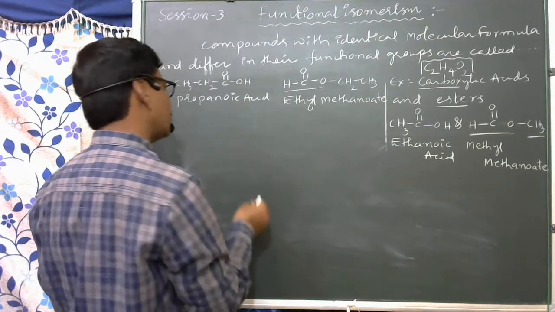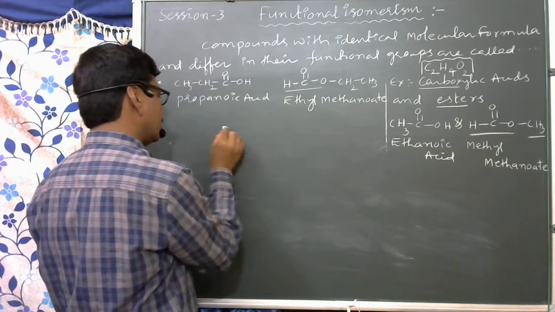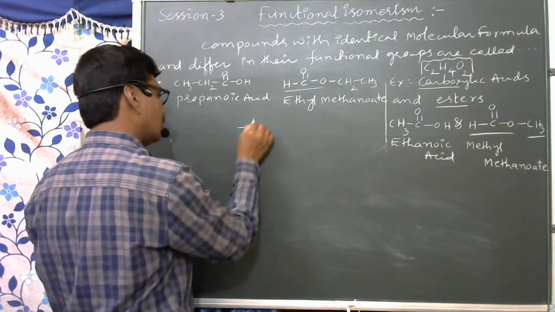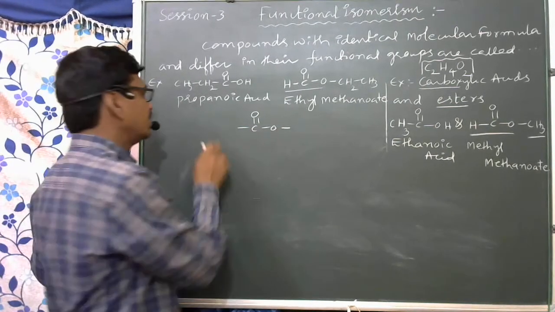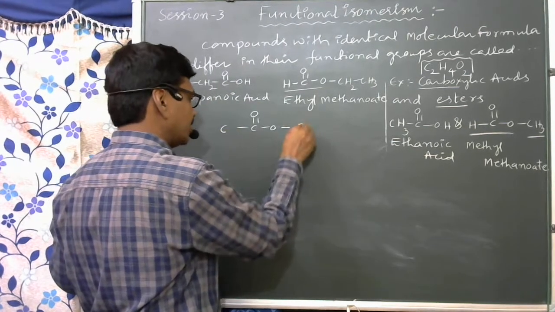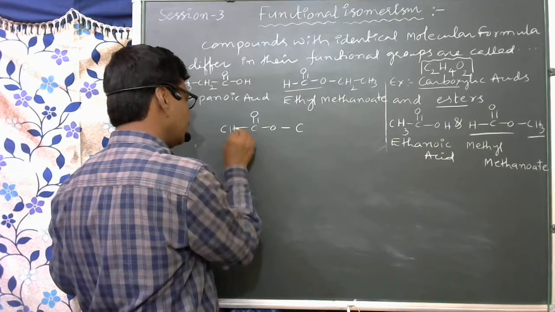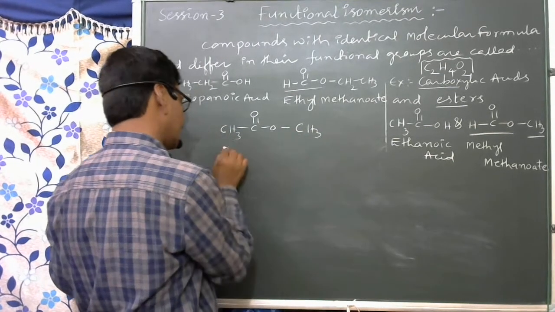And one more compound also we can write for ester. How can we write one more compound? Here C double bond O, O, this is the functional group, the ester functional group. See here, these two carbons I am dividing. This side I am writing one carbon, this side I am writing one carbon. So here CH3, here also CH3. So this is the alkyl group, so methyl.